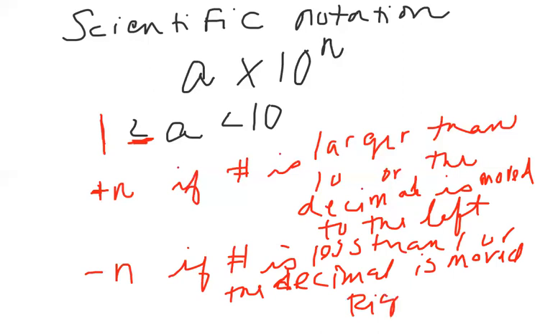So once again, if you move the decimal to the right or the number is less than 1, then your exponent is going to be a negative. So guys, be careful when writing scientific notation. Now I'm going to run through a few examples with you guys, and then I'll go ahead and leave it there.